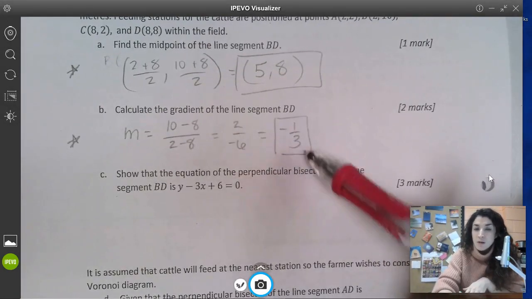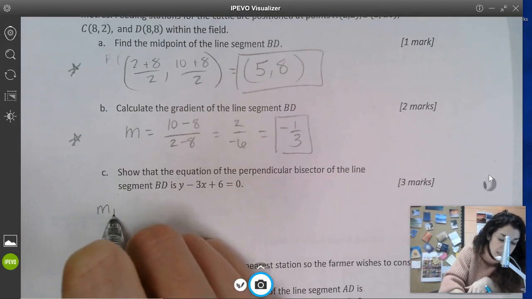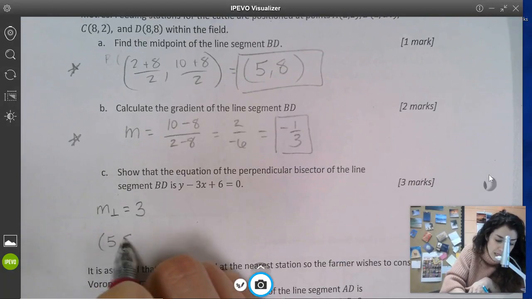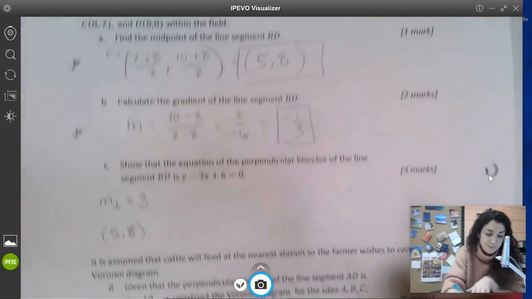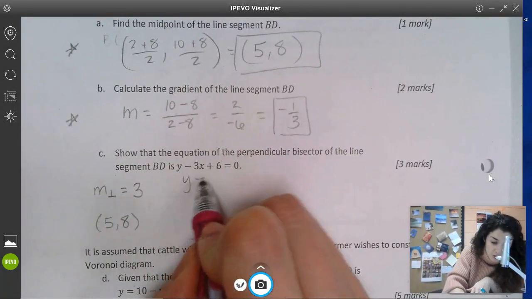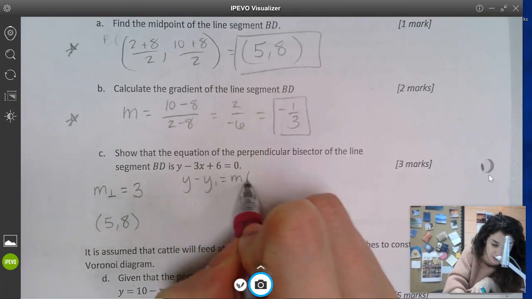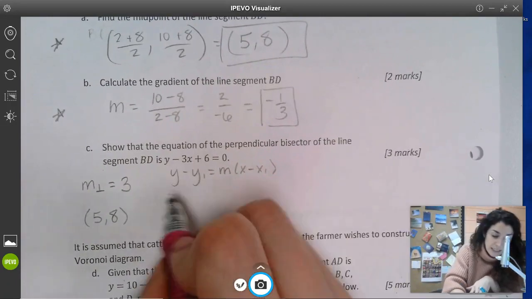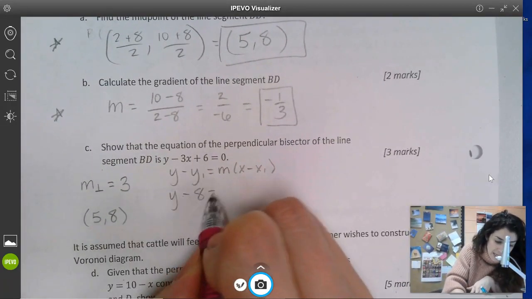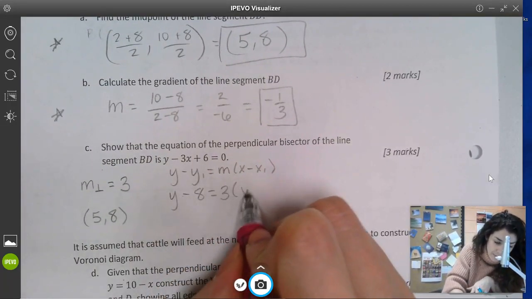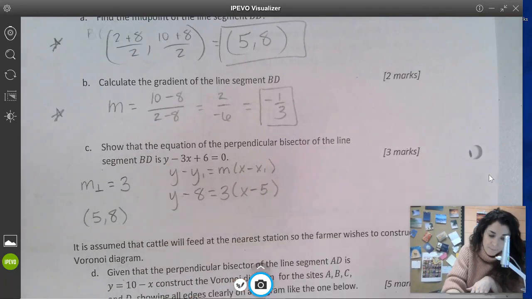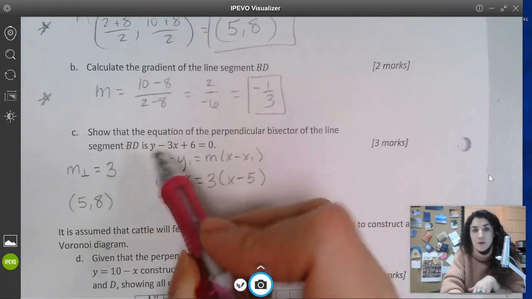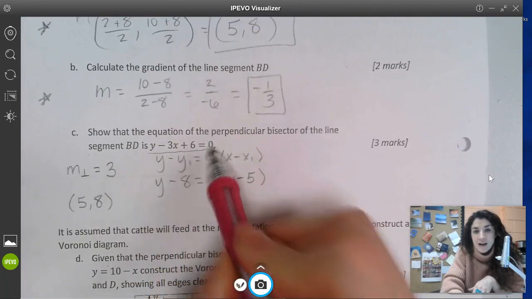We found the slope of the original guy, so then the perpendicular slope would just be 3. And then we want to go through the point 5, 8. In order to make the equation of a line, we use this form, which is in your formula packet. We would do y minus 8 equals, and continue on. So we've gotten there, but we want to show that we could eventually get to this value.